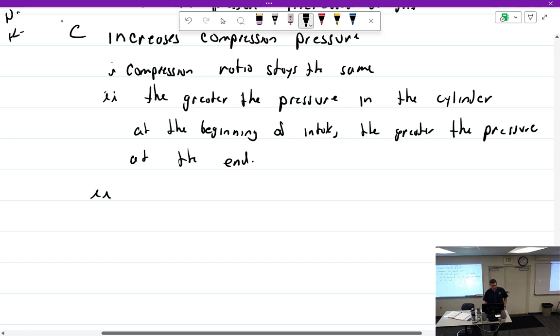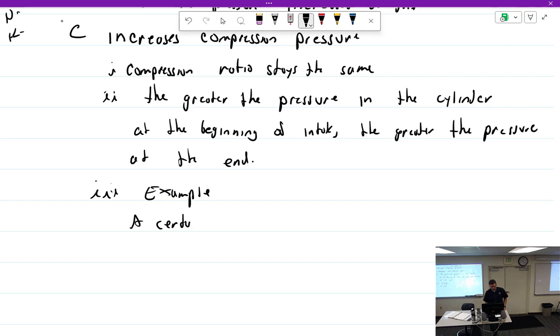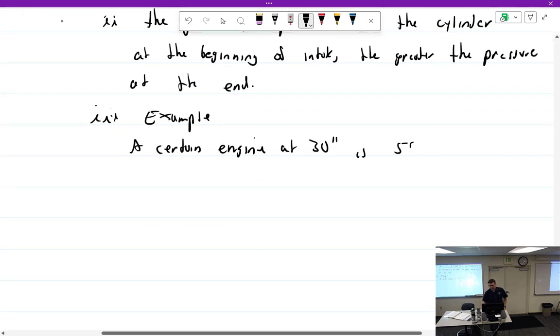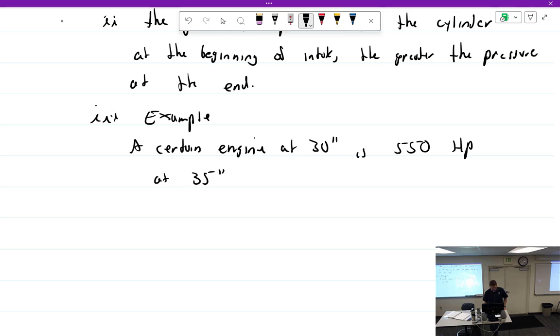So this is kind of cool, though. How does it work? Let me see. We got an example. I have a certain engine. At 30 inches, it is 550 horsepower. At 35 inches, it is 700 horsepower, same engine. At 40 inches, it is 875 horsepower. And at 45 inches, we will get 1,050 horsepower.